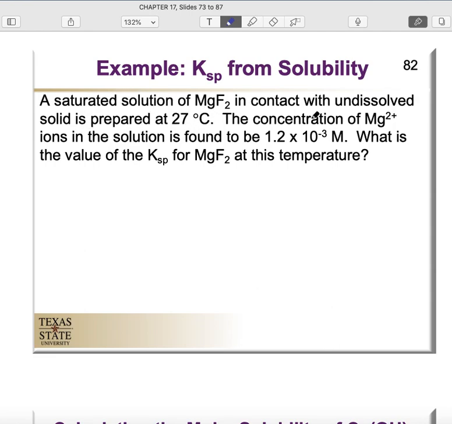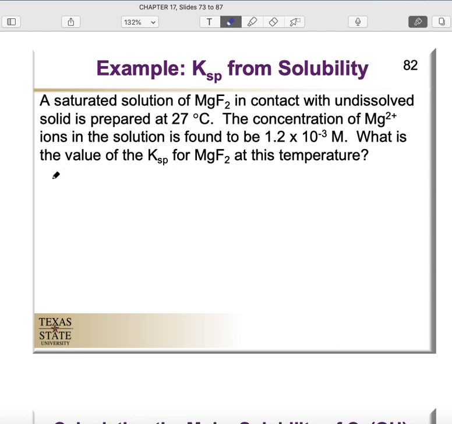All right, what they just told us here in this sentence is that we have magnesium fluoride, which is an insoluble compound. And because of that, it is a saturated solution. And I have both the dissolved ions, a little bit of them, but I also have a solid left over. So it's just telling us that we have an equilibrium between the solid compound and the ions. Then we are told that the concentration of the magnesium ions in the solution is 1.2 times 10 to the minus 3. So they have given us the concentration of one of the two ions. The question is, what is the value of the Ksp for magnesium fluoride at this temperature?